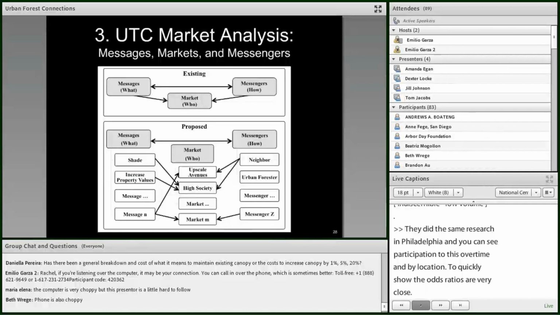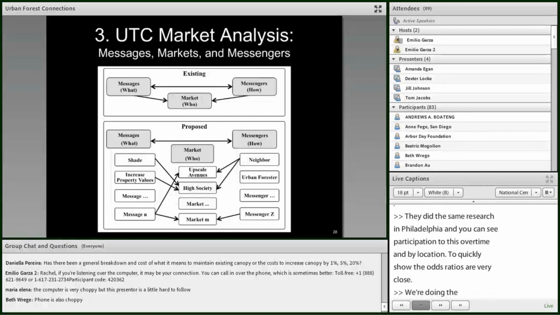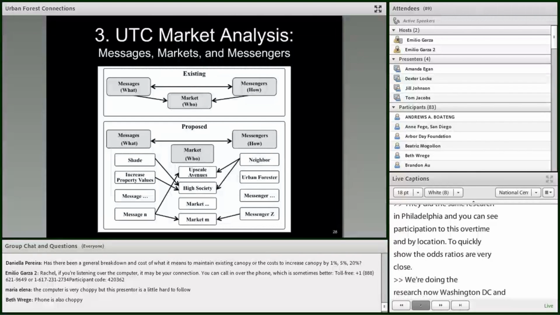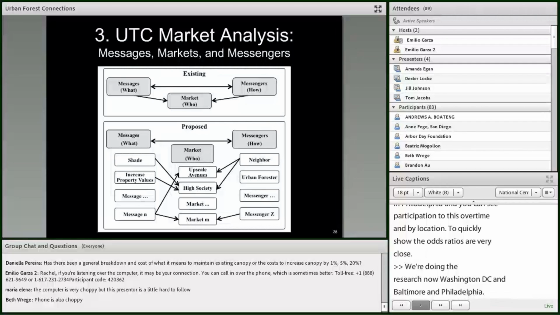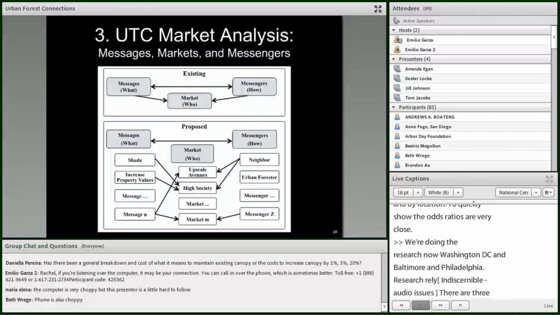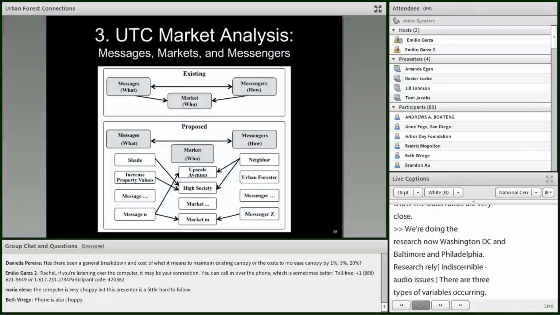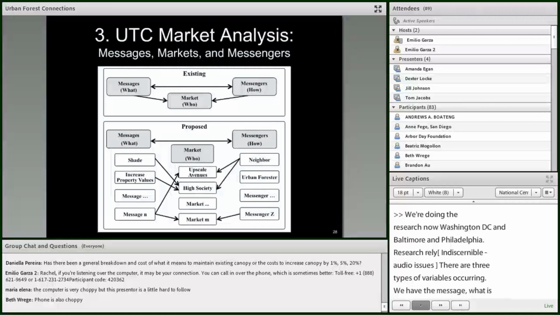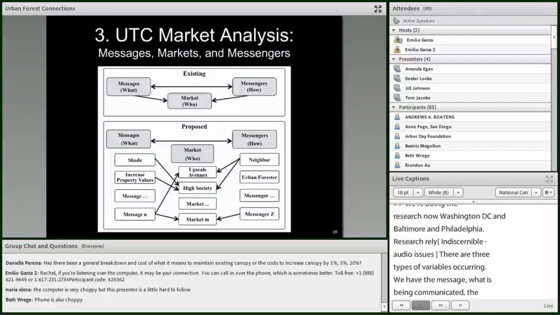So we're doing this research now in DC, Baltimore, New York, and Philadelphia. What we started to realize is that a lot of what's going on can be so tough. We think there are really three groups of variables occurring. We have the message, so what is being communicated about the benefits of trees; the messenger, or how it is being communicated, which could be print media, urban foresters, word of mouth, neighbors, social media; and then the market segments that I've just been talking about.